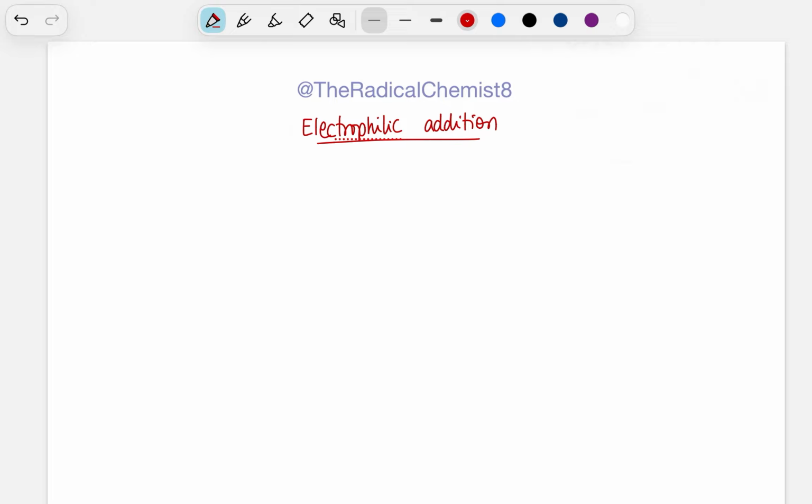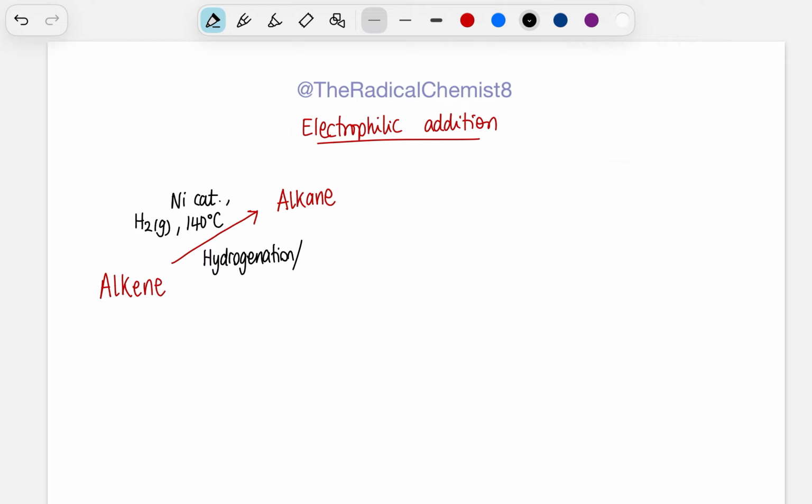So electrophilic addition, you need to know how to go from an alkene to an alkane. So the reagents and conditions for this would be nickel catalyst, hydrogen gas, and 140 degrees Celsius temperature. This reaction is also sometimes referred to as hydrogenation or reduction.